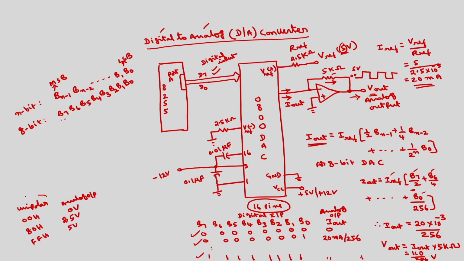In case of bipolar, 00 H corresponds to minus 5 volts and center value 80 H corresponds to 0 volts and FFH corresponds to plus 5 volts. So 00 H is minus 5 volts, 80 H is 0 volts and FFH is plus 5 volts. This is the difference between the unipolar and bipolar.